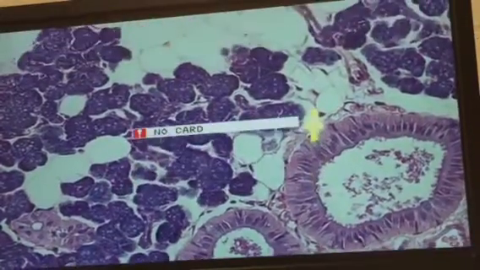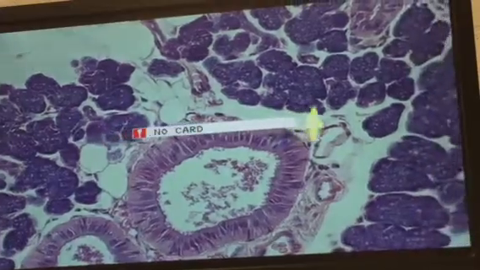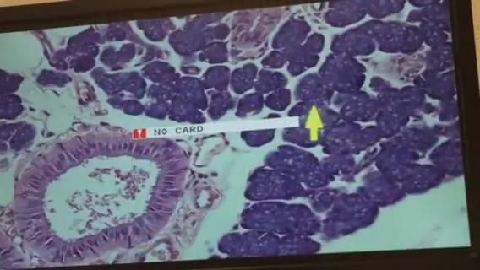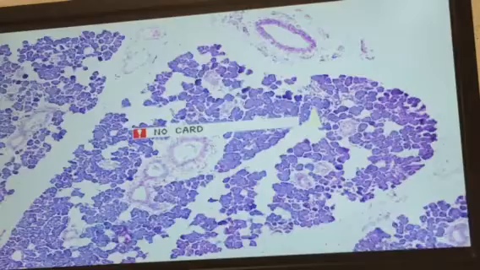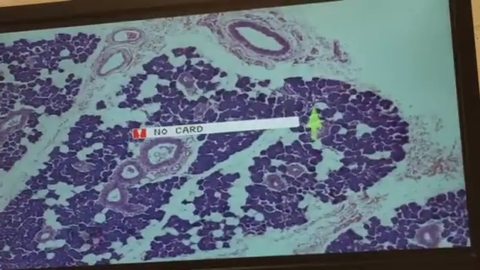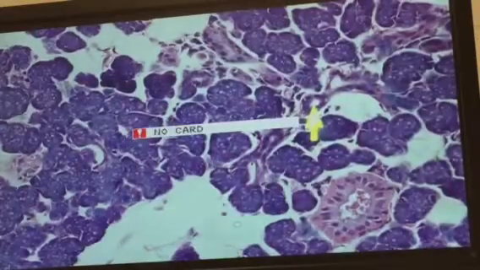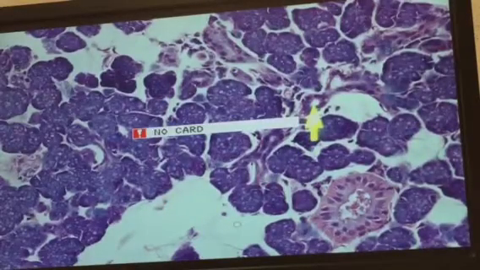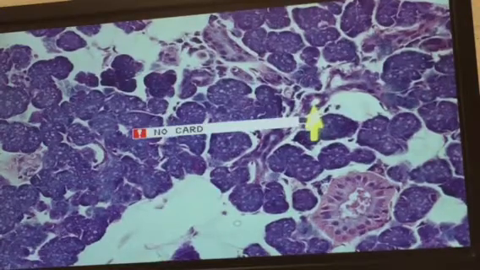You may come across an occasional plasma cell surrounding those. And as we look around this, you can see a lot of different acini. Let's go down the magnification. And right about there, let's see if we can find that. There is an intercalated duct. Simple cuboidal epithelium, nice round lumen. Easiest to find in the parotid.